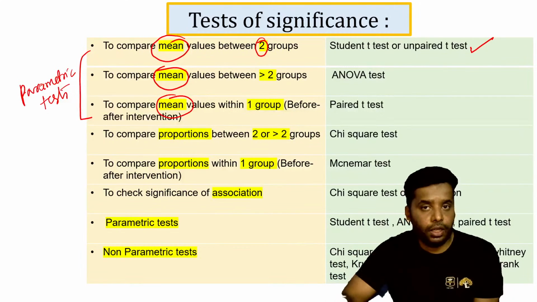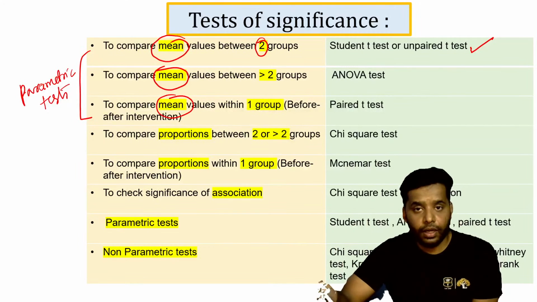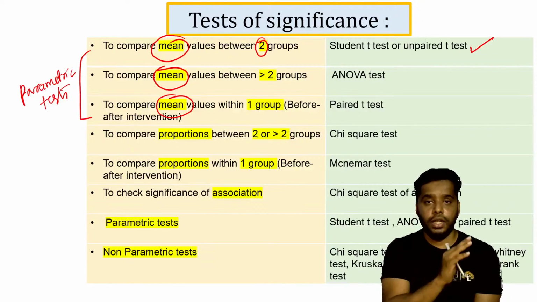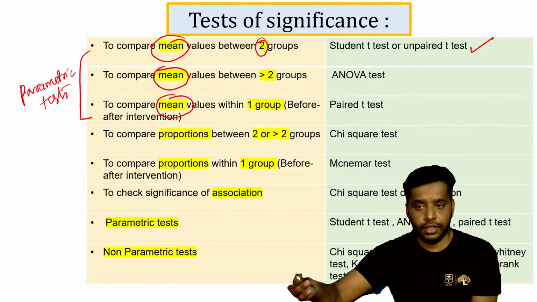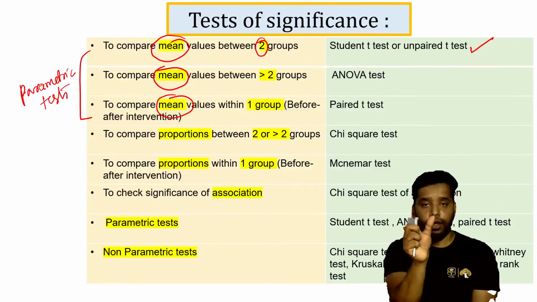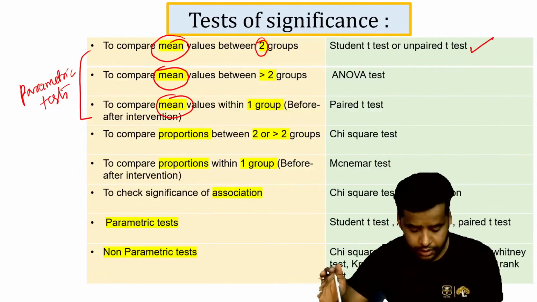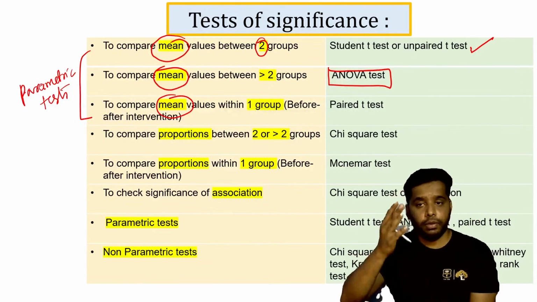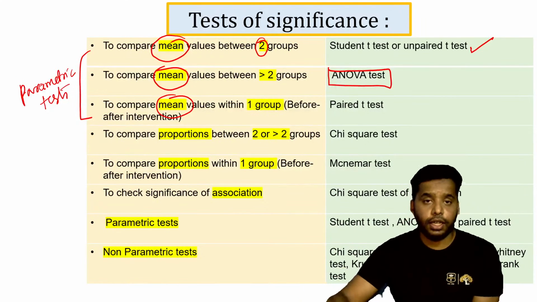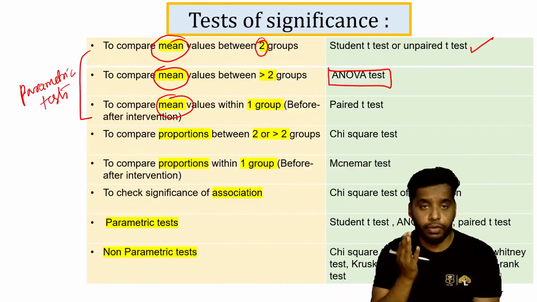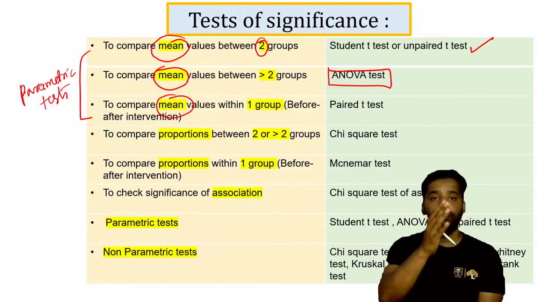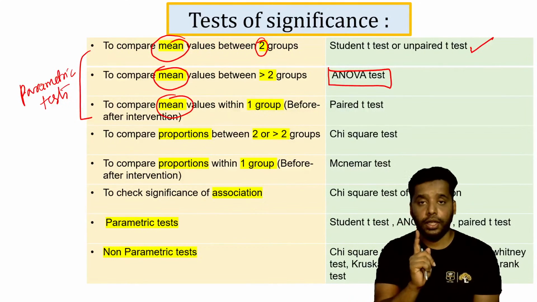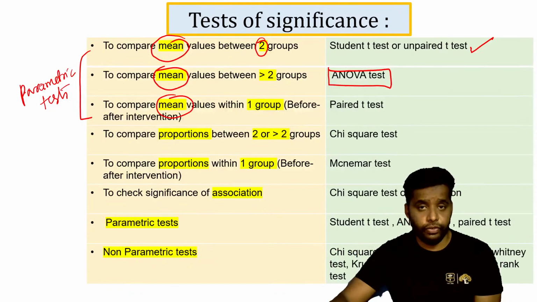One group was given treatment, the other group was given placebo. Comparing the mean hemoglobin levels. What is the impact of the treatment on the mean hemoglobin level of group 1 or placebo when it is given for group 2? Comparing mean values between two groups, student t-test. Mean values for more than two groups: if I am giving treatment A, treatment B and placebo, three groups are there. Comparing the mean cholesterol levels or mean hemoglobin levels or mean systolic blood pressure levels by using three groups of patients, mean value, then ANOVA test, analysis of variance.